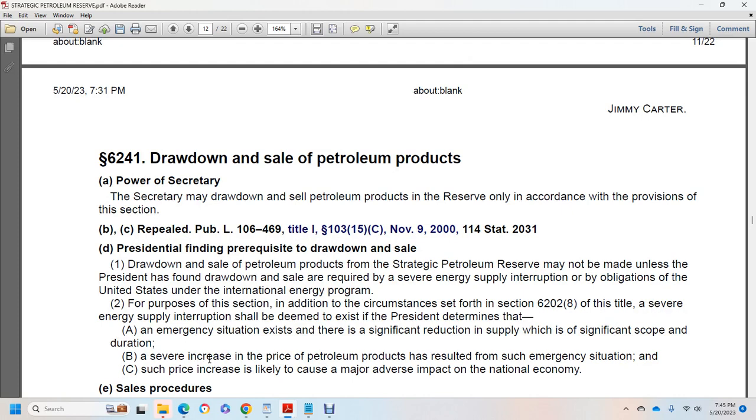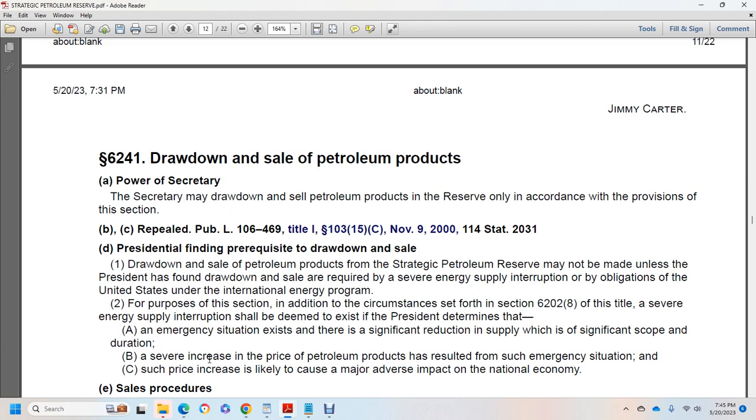statutes. Alright, 6241, drawdown and sale of petroleum products. Power of the Secretary. The Secretary may draw down and sell petroleum products in the Reserve in accordance with the provisions of this section. Repeal: Public Law 106-469, Title 1, 103(b), November 9, 2001, 114 Statute 2031.